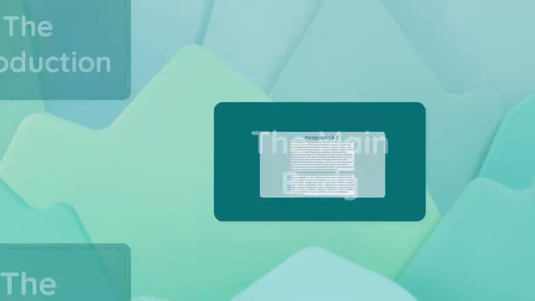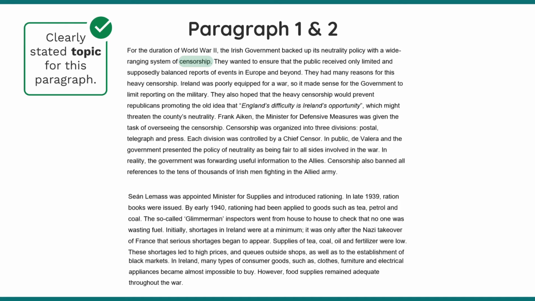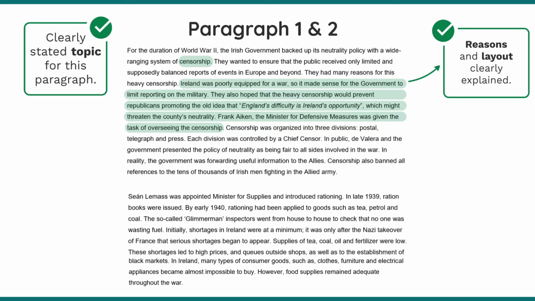Moving on now to different parts of the essay, I'm going to firstly look at paragraphs 1 and 2. Straight away, looking at them there in front of you, you can see that they're quite substantial and quite meaty. What I like about them is that the first paragraph is very clearly going to be about censorship. This was one of the policies in the South during World War II. So now I'm going to talk about it in this paragraph. I'm going to give detail on it, and then I'm going to talk about the impact of it. The paragraph gives good, accurate reasons, and the layout of how the censorship worked is clearly explained in this paragraph. So I'm talking about censorship and I'm going to explain it in more detail.